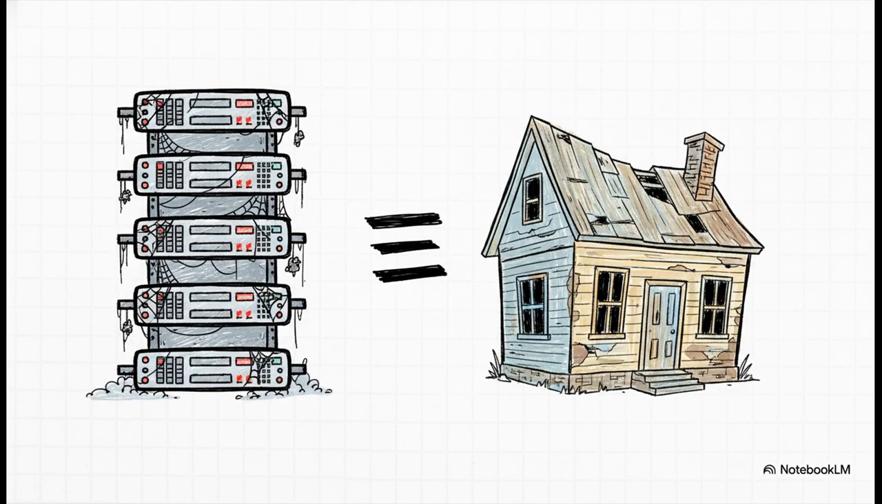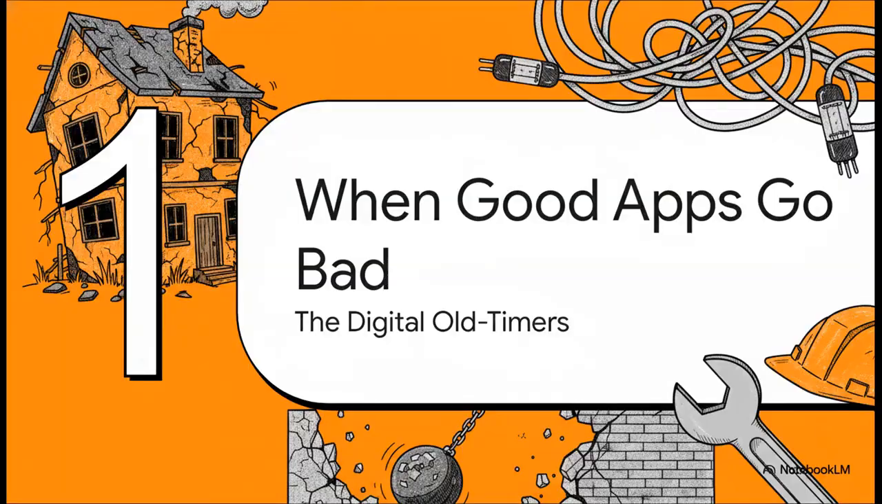Well, the simple answer is that they're running on what's known as legacy systems. And that term right there, that's the key. A legacy system is basically the digital version of a house that's still got shag carpeting and avocado green appliances. It just hasn't been updated in decades. So yeah, let's get into it. What's the big deal with these digital old-timers? Why are they such a problem?